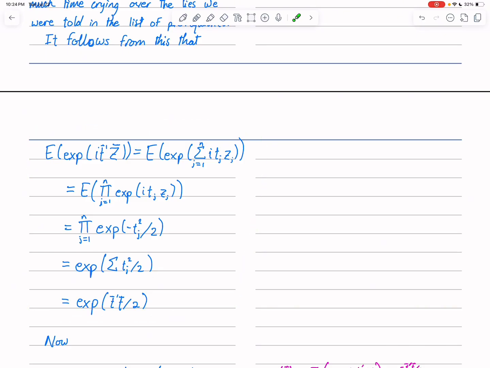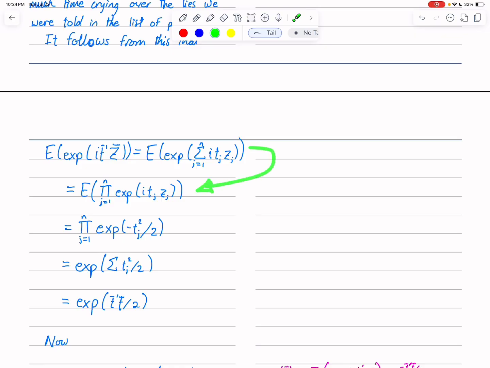Now we can make this move right away, and we don't need any special knowledge for this. This is just the fact that when we're doing t prime times z, we're doing a dot product. If you think of a matrix product for these vectors, where you've got a row here and a column here, this is effectively what you get when you do the matrix product. So that's very straightforward. That's just linear algebra.